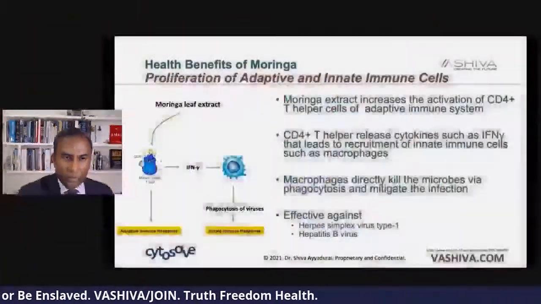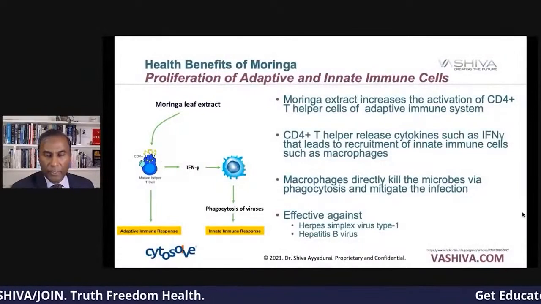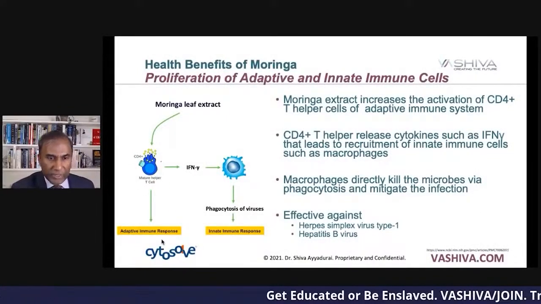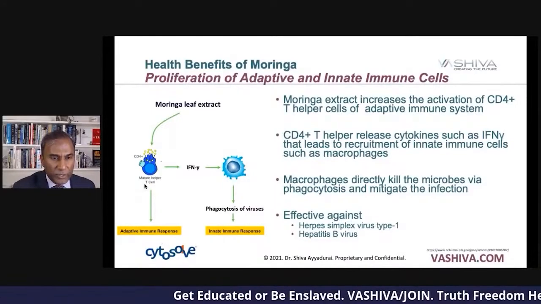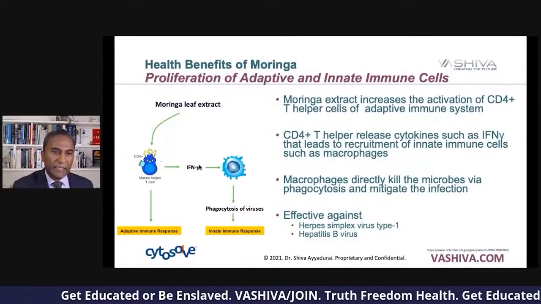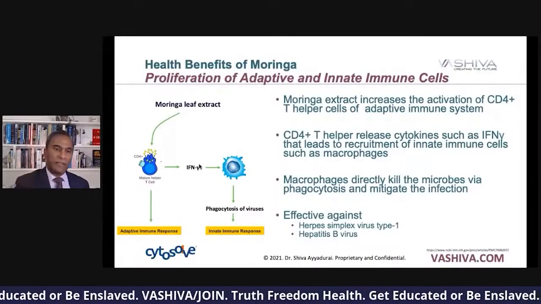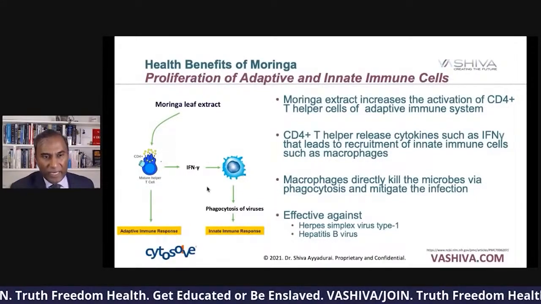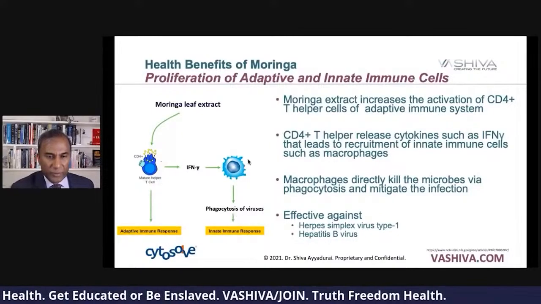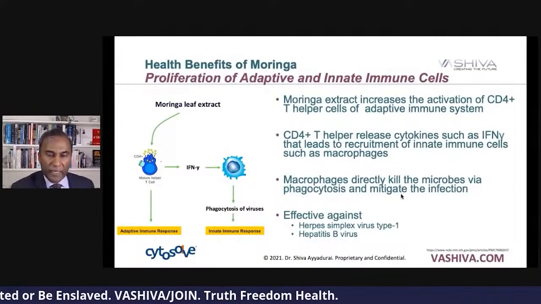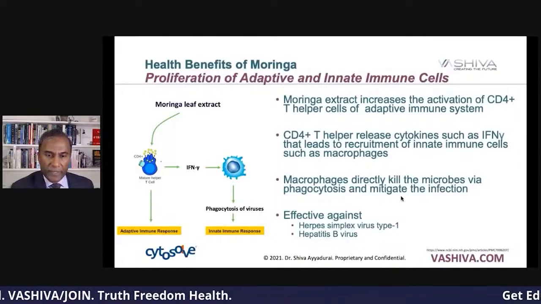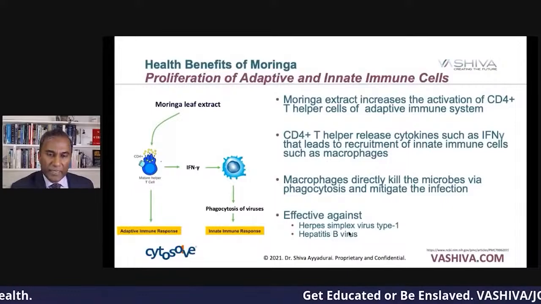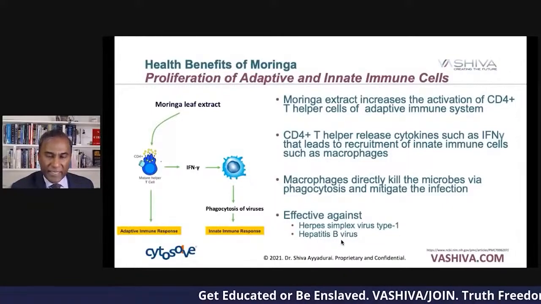So what Moringa does, as you can see here, Moringa leaf will turn on the CD4 T cell, which turns on the adaptive response. But guess what it also does? It also turns on the interferon gamma system, which is that missing link system. Interferons get turned on. And guess what? The interferon system helps turn on killer cells, which go eat up the virus, okay? So macrophages directly kill the microbes, phagocytosis, and mitigate the infection. And this is effective against herpes simplex virus type 1 and hepatitis B virus.